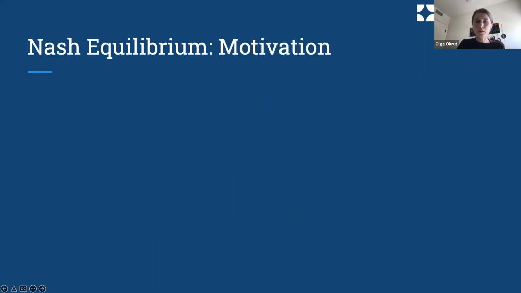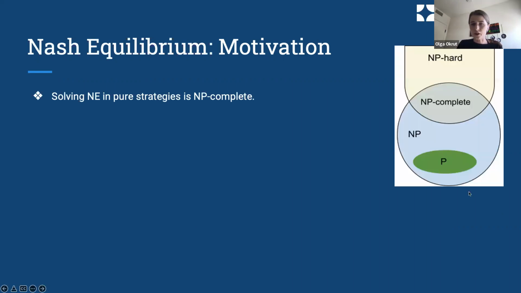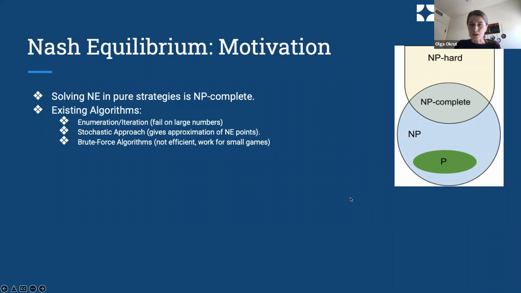The problem of Nash equilibrium for, let's say, a small problem of two players seems easy enough to solve on conventional computers. Nevertheless, as the number of players and strategies increases, the problem becomes NP-complete in pure strategies. It is impossible to find Nash equilibrium using simple algorithms such as iteration, stochastic algorithms, or simple brute force, which are mainly used to approach the problem.